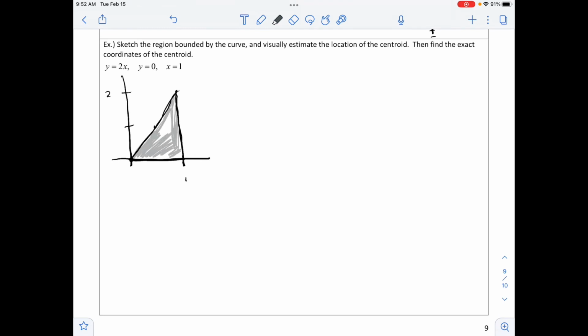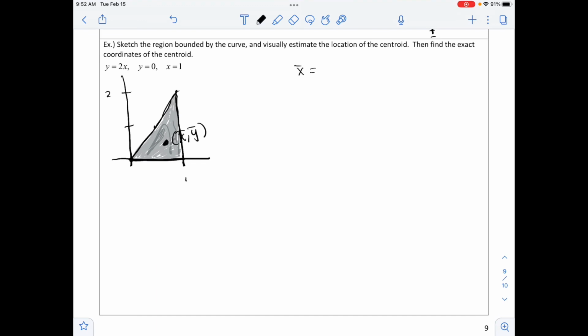And so the first part does just ask for you to estimate it just by looking at it. So where would that center of mass go? Clearly it's not going to go on one of those edges of the triangle. So I'm going to estimate it to be somewhere maybe around here. And I'm going to call that x bar, y bar. Now it says to actually find it, the exact coordinates.